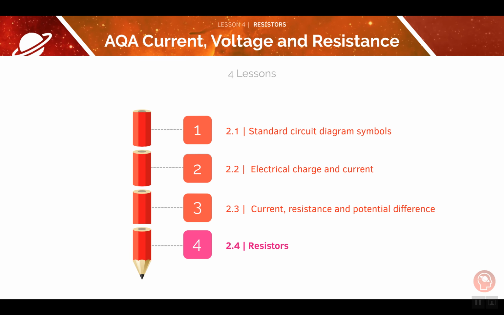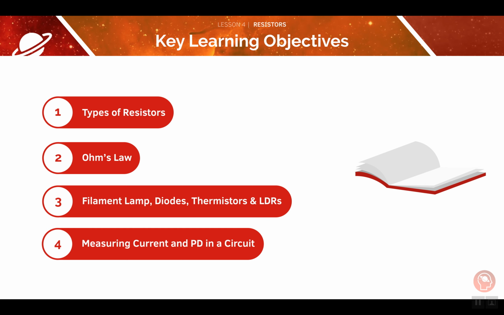This is the final video in our series of 4 lessons on the topic of current, voltage and resistance. Here are the key learning objectives for this session. First, we'll be looking at the different types of resistors and Ohm's law. We'll then look at some components of circuits and finally cover the measurements of current and PD in a circuit.